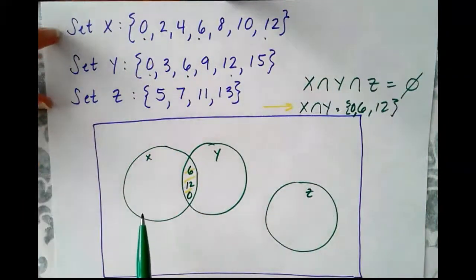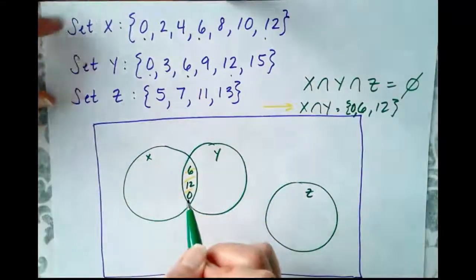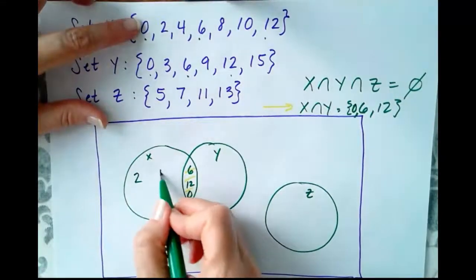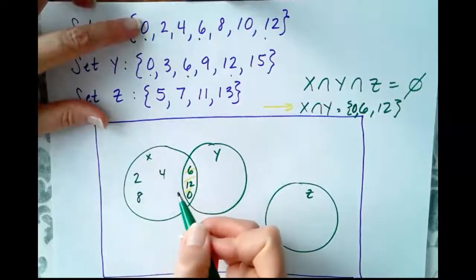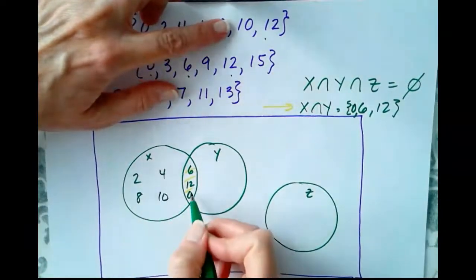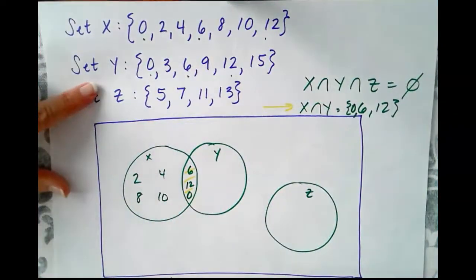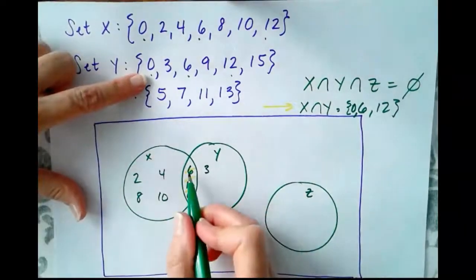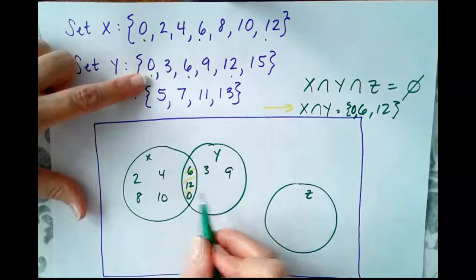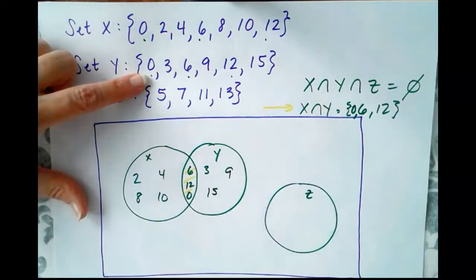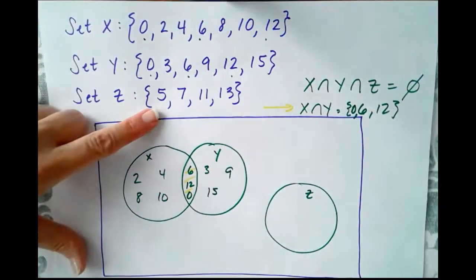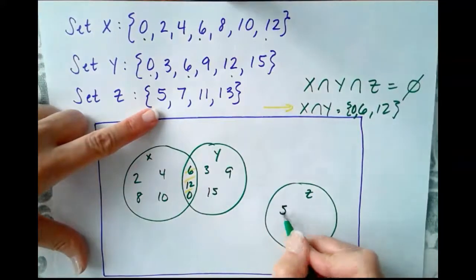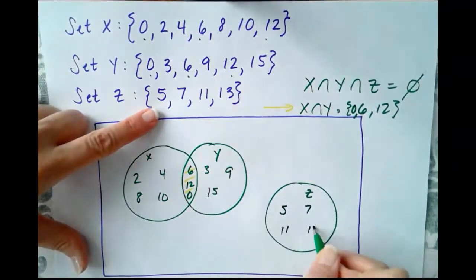Okay, the rest of X. So we got 0. We need 2. We need 4. We got 6. Here's 8. Here's 10. There's 12. Set Y. We got our 0, here's our 3, there's our 6, here's our 9, here's our 12, here's our 15. And then finally, set Z contains 5, 7, 11, and 13.